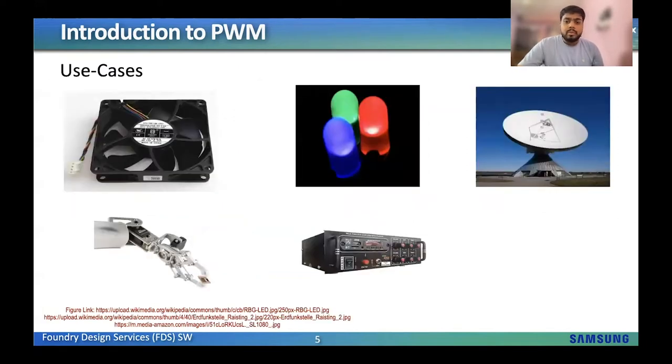So these are some of the use cases of PWM. As I said earlier, it's used in fans, in LED bulbs, and also in the telecommunication industry. It's used in robots and in sound amplification. We will see all of these use cases in detail later in the slides. Now that I've given an overview of those.